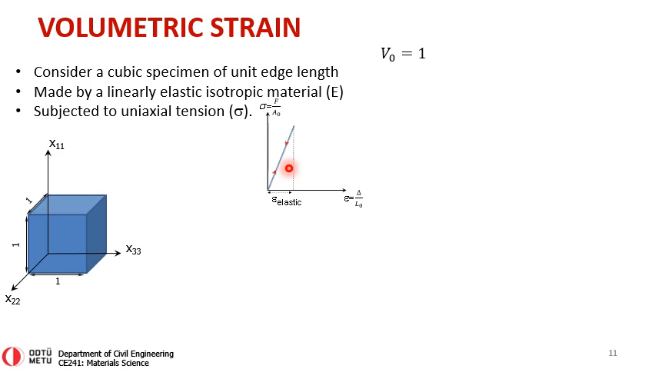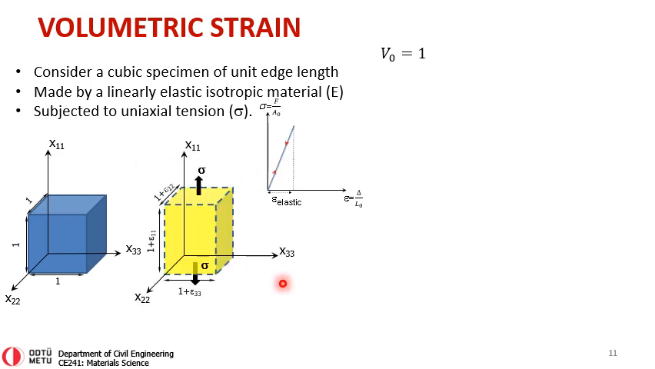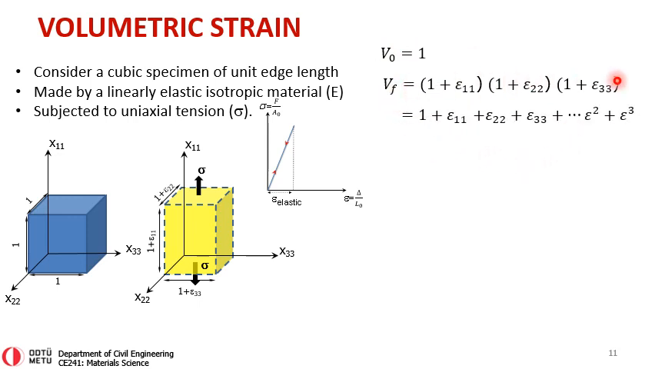Keep that in mind. Now, if you were to subject this material to uniaxial tension, so if you were to pull this with a stress, longitudinally we will get 1 plus epsilon 1, the strain along this direction, and the contraction strain 1 plus epsilon 2, and 1 plus epsilon 3. Now, what's the final volume? Well, 1 plus epsilon 1 times 1 plus epsilon 2 times 1 plus epsilon 3. If you were to make this multiplication, you will get 1 plus epsilon 1 plus epsilon 2 plus epsilon 3, and a whole bunch of squared and cubic terms of strains.